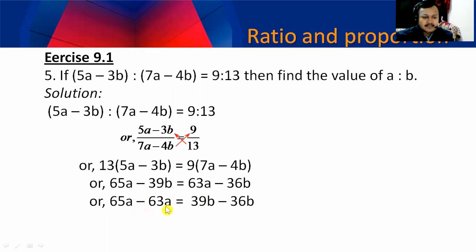65a minus 63a, what is its value? 2a. And 39b minus 36b, 3b. So it is 2a is equal to 3b. Now to find out the value of a is to b, take b to the left side and 2 to the right side.